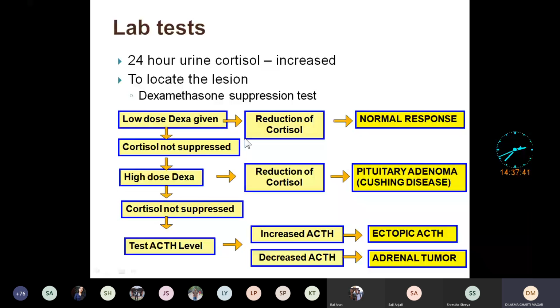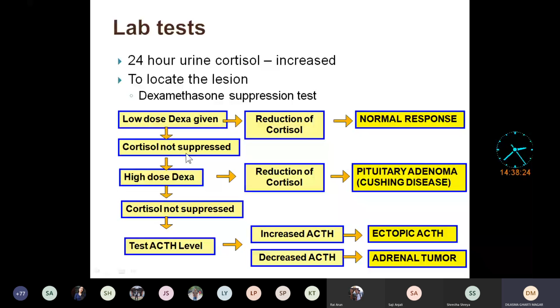For the dexamethasone suppression test, we first give low dose dexamethasone. Understood? You can see on the left side, the topmost area, low dose dexamethasone is given. If it causes a reduction in the cortisol, then this is known as a normal response. But if with the low dose the cortisol is not suppressed, then we do another test with the high dose of dexamethasone.